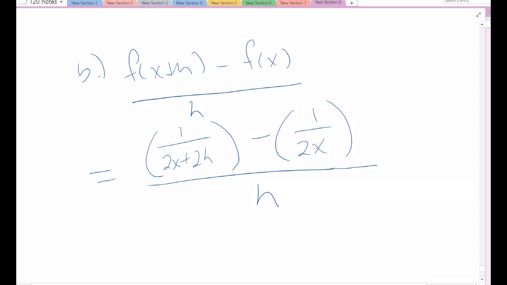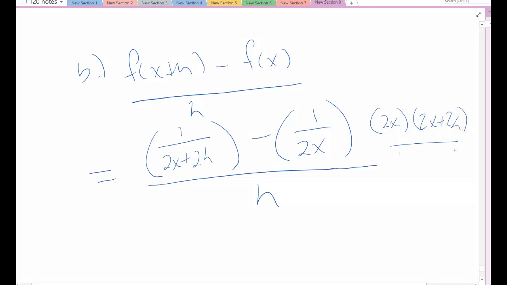Well, what I do is I clear out the little fractions. I find the least common denominator, multiply the top of the fraction and the bottom fraction by it. And so there are two denominators. There's the 2x, this is a denominator, and then there's the 2x plus 2h, that's a denominator. Whatever you do when you have this type of expression, I want to get rid of the little fractions. Well, I multiply by each of the little fractions' denominators. So I'm going to multiply by 2x and 2x plus 2h.